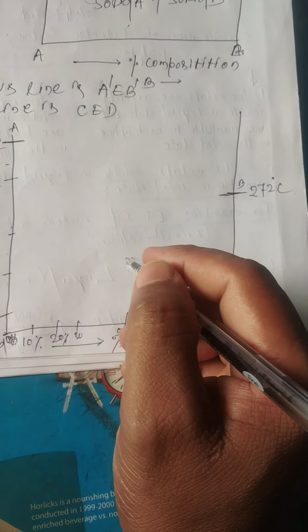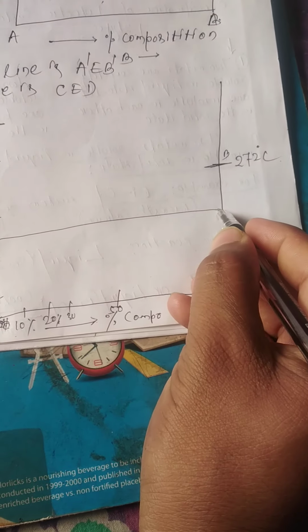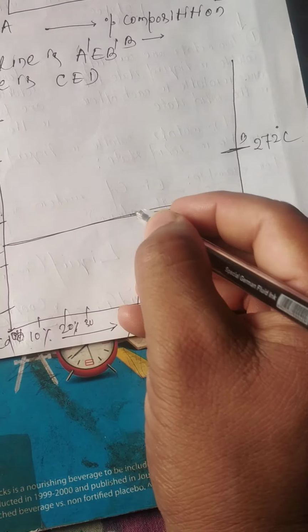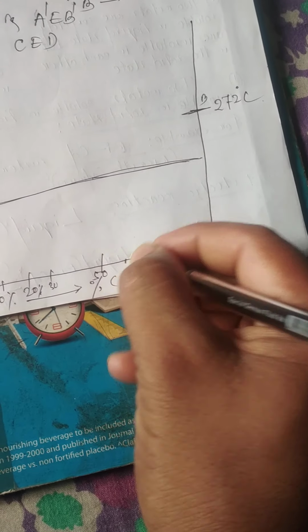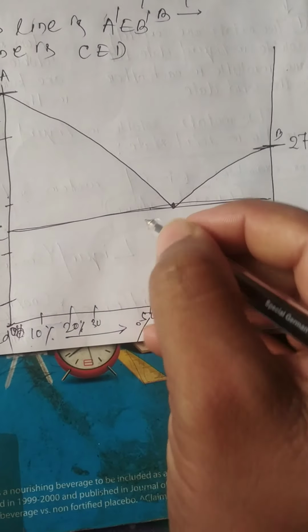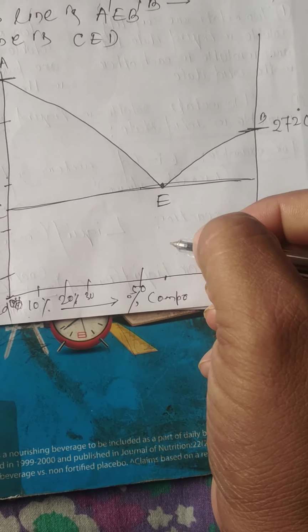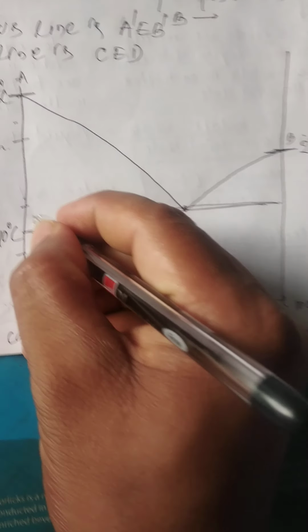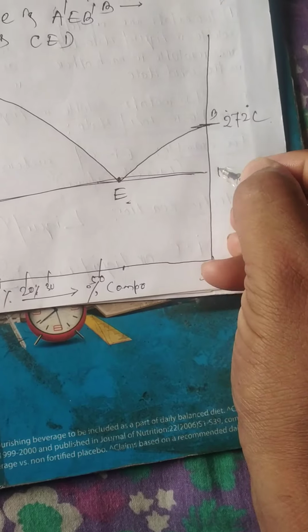Then the eutectic temperature is 140 degrees. The eutectic temperature is 140 degrees. So I have drawn this constant temperature line, and this is 140 degrees Celsius. Now look into the diagram. This is the eutectic point. I have marked it E. Now A, E, B we can write here. This will be C, this will be D.